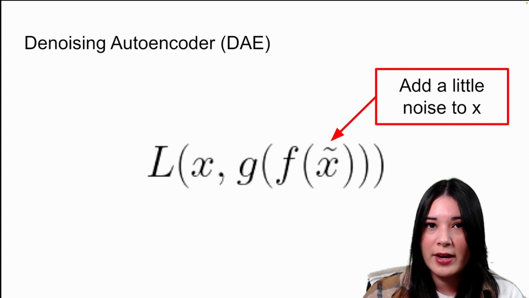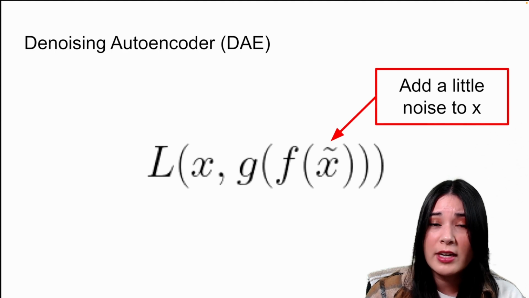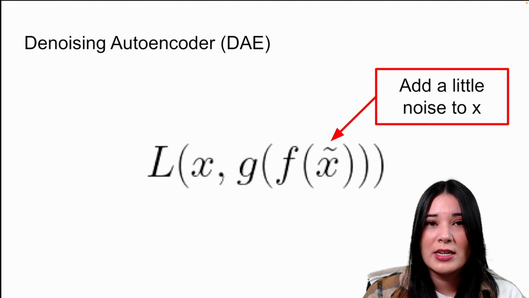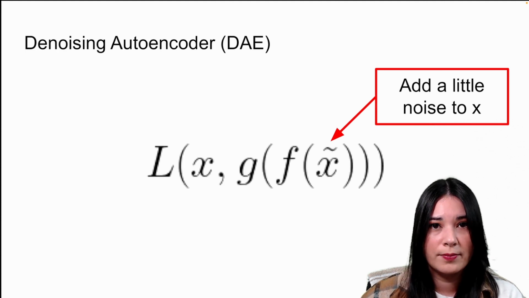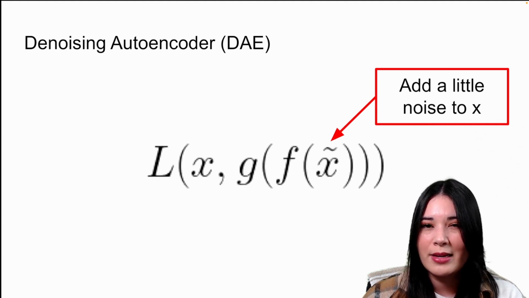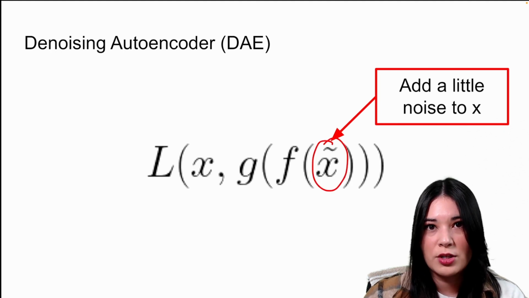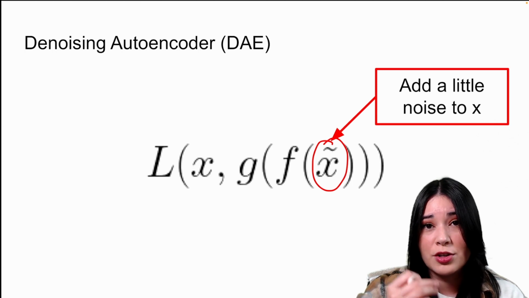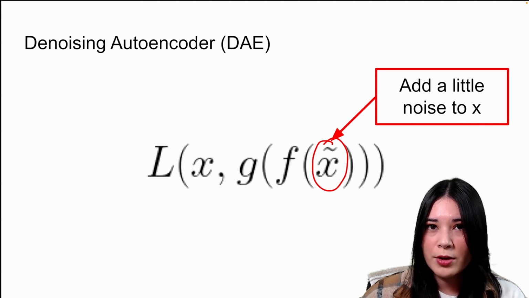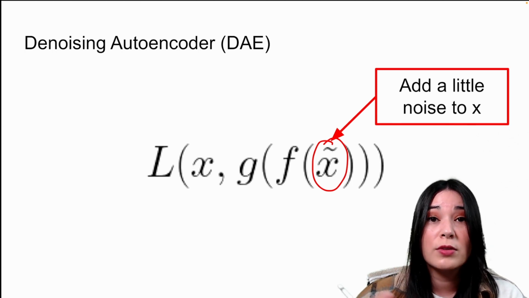Another way we can regularize our autoencoders, in addition to putting penalties on the values of the hidden layer and penalizing the derivatives, is to use something called a denoising autoencoder. A denoising autoencoder has the same structure as a typical autoencoder. However, before we put data into the autoencoder, we add a little bit of noise to it. This might look like just adding tiny random values to each of our inputs. Then the autoencoder tries to learn the original data.